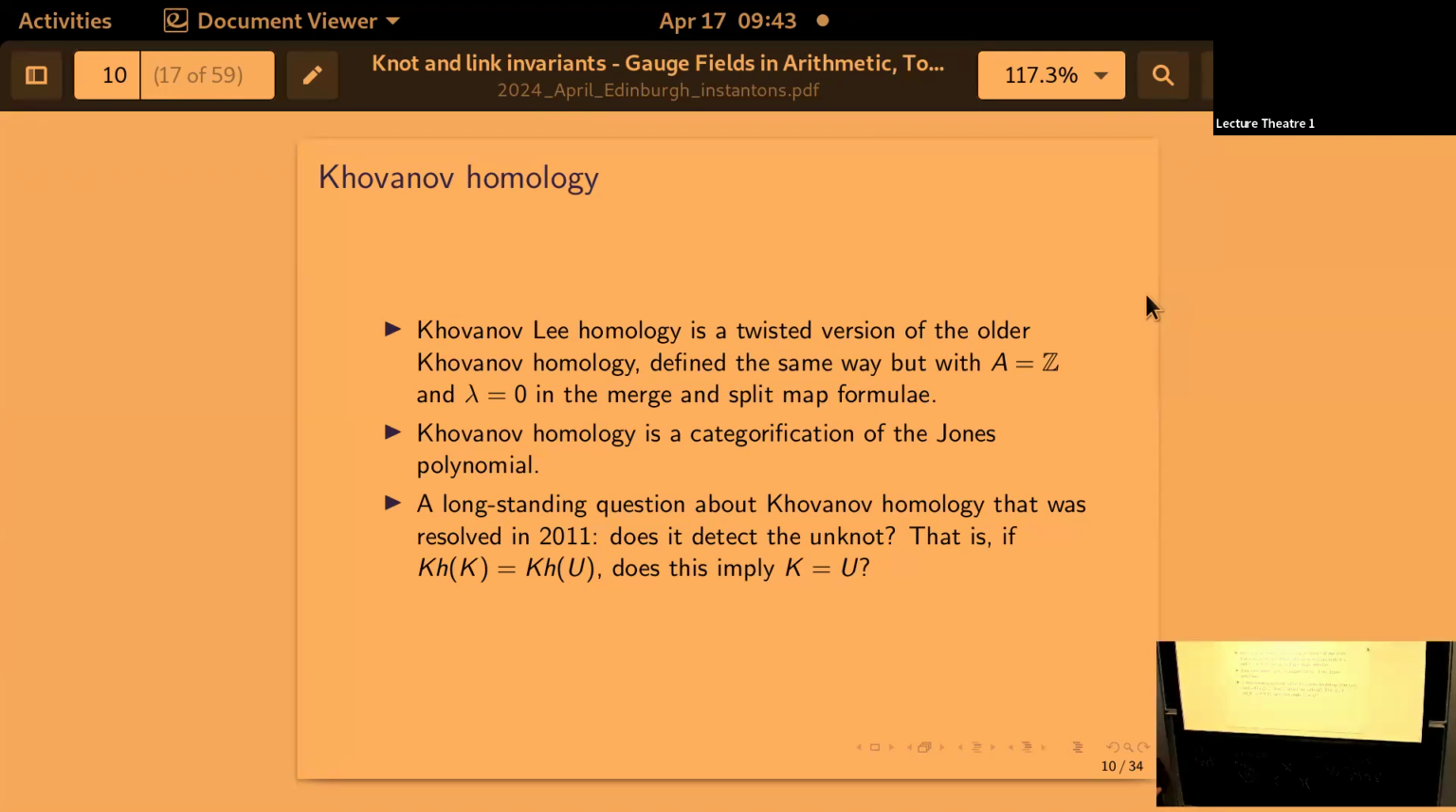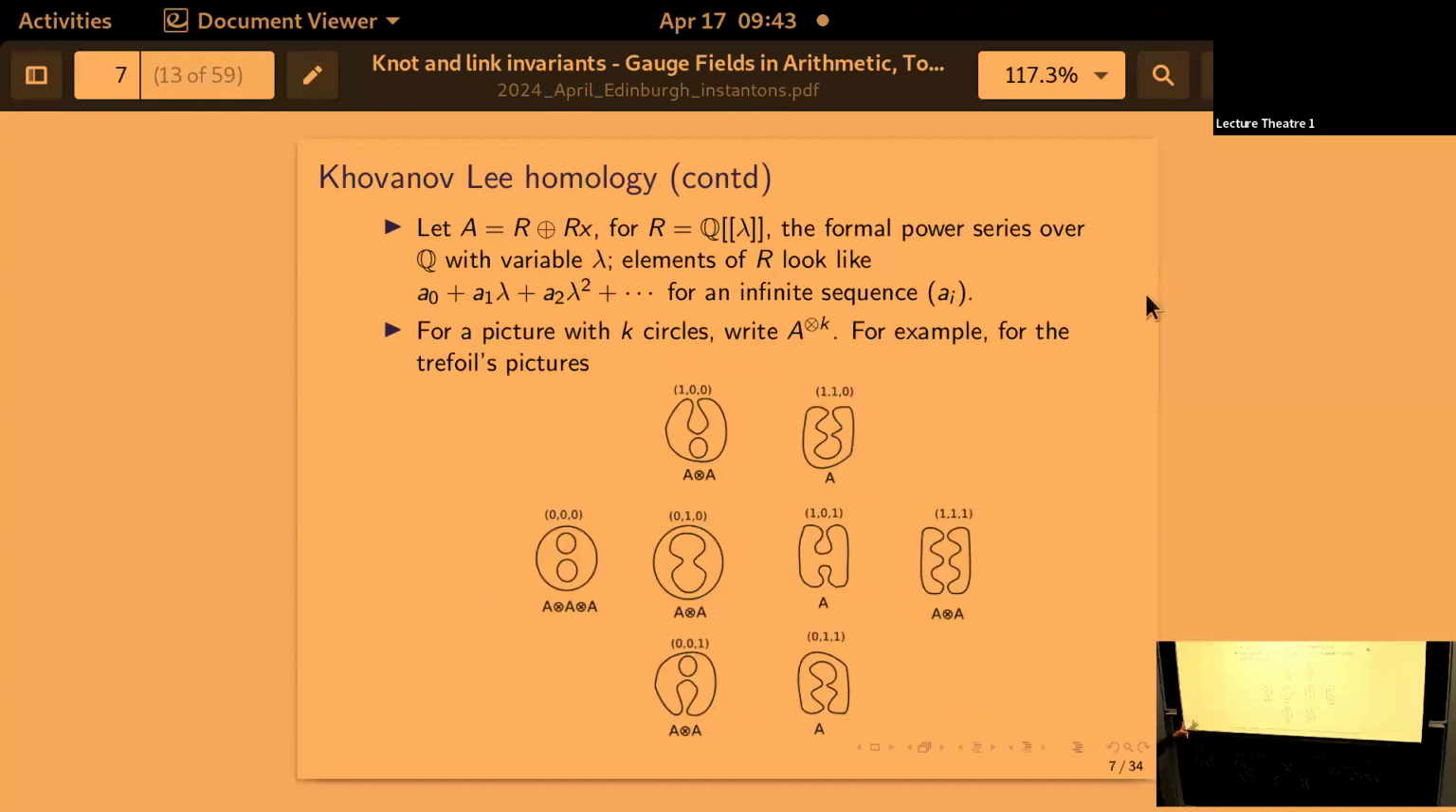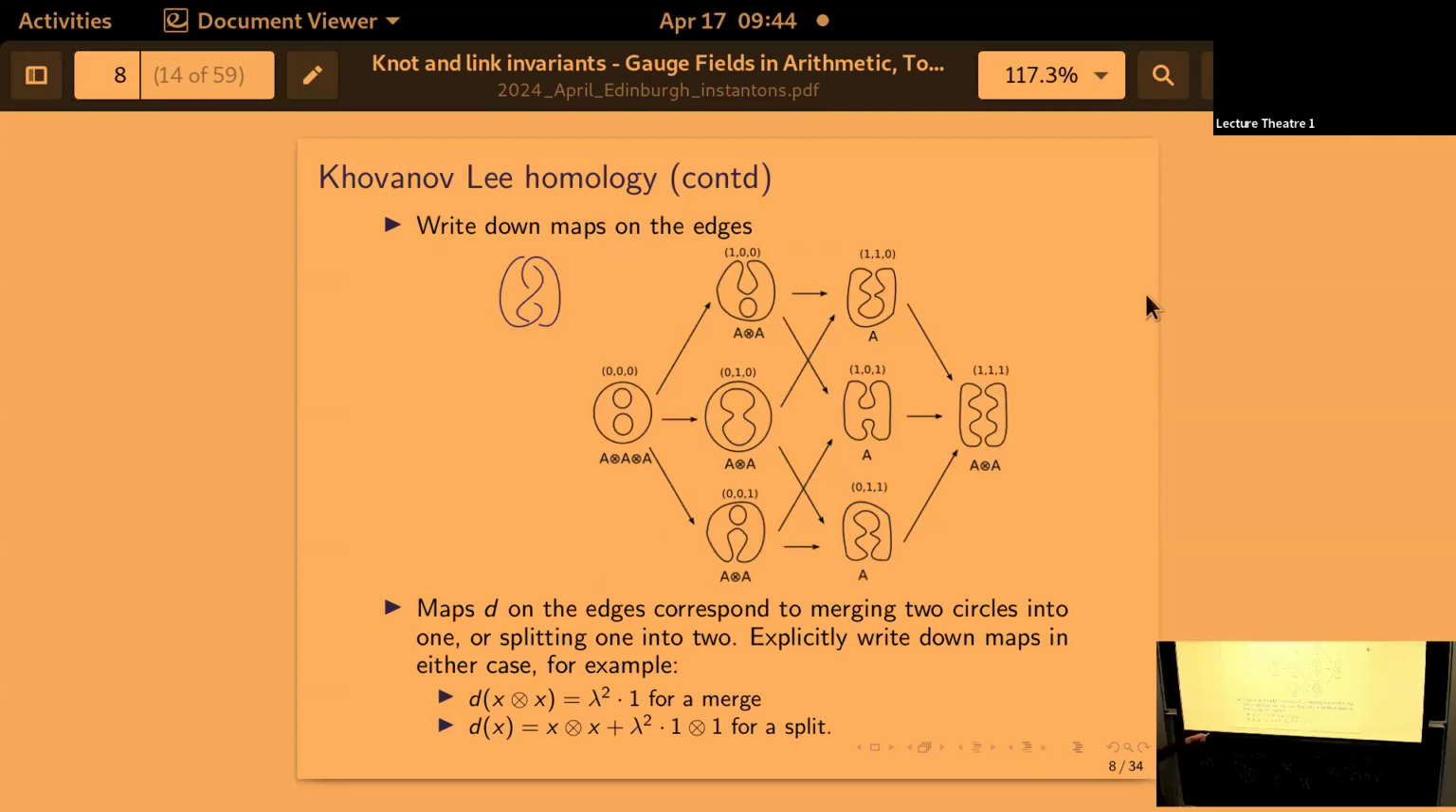So the Khovanov homology is exactly the same as this, but instead of using Q lambda, these polynomials over Q in one variable, you just work over Z. And in this formula, whenever you see a lambda, you just put 0. So it's the exact same thing, but A is basically Z. Oh, sorry, there's still X. They still have polynomials. Okay, sorry. A is Z[X] mod X squared. The previous here, I think I might have written it wrong.